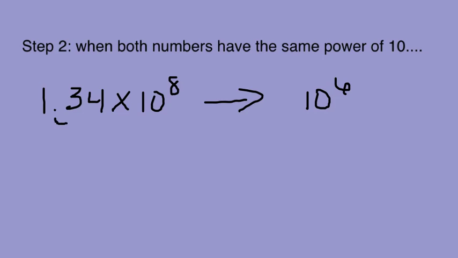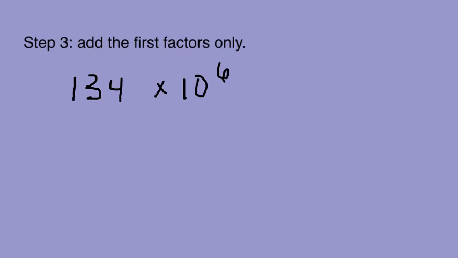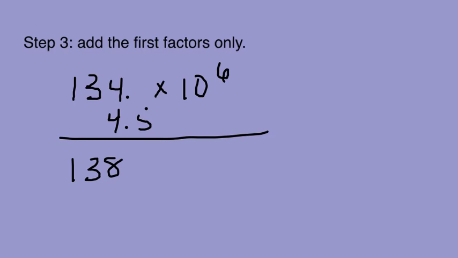Well, I'm going to move my decimal place 2 places to the right. That will now give me 134 times 10 to the 6th. Now both of my numbers are to the same power, so now I can go ahead and add. When I add these numbers, I'm only adding the first factors. Everything is to the power of 6. I'm only adding the first factors. So I'm adding 134 and 4.5. So I'll line those up. And I'm going to get 138.5 times 10 to the 6th power.